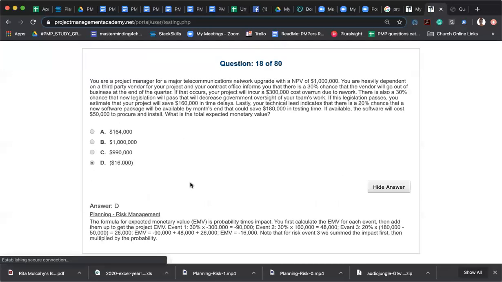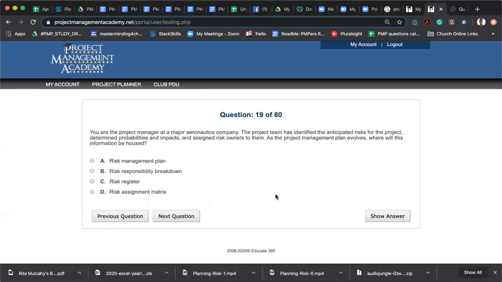Good. Next question. Your turn. All right, so you're a project manager at a major aeronautics company. The project team has identified the anticipated risk for the project, determined probabilities and impacts, and assigned risk owners to them. As the project management plan evolves, where will this information be housed? A, risk management plan, B, risk responsibility breakdown, C, risk register, D, risk assignment matrix.